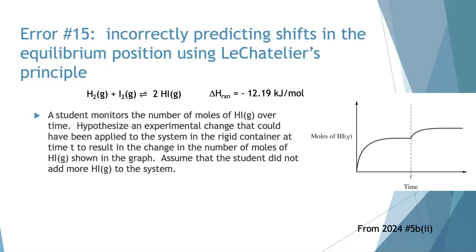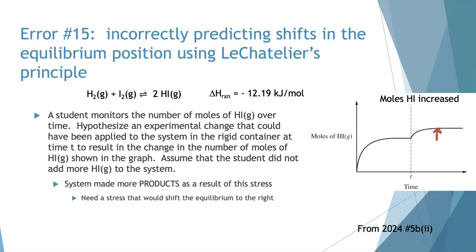Well, looking at the graph, we had been at equilibrium, and at time t something happened, and after time t, my moles of HI went up. The moles of HI increased, and if I look at my reaction, HI is a product. So I'm trying to make this system shift right. Because of this stress, the system made more products. I need a stress that's going to shift the equilibrium to the right.